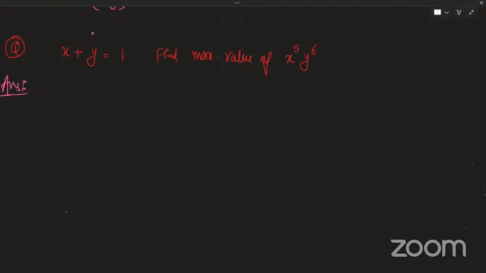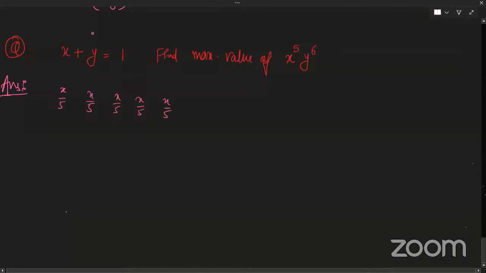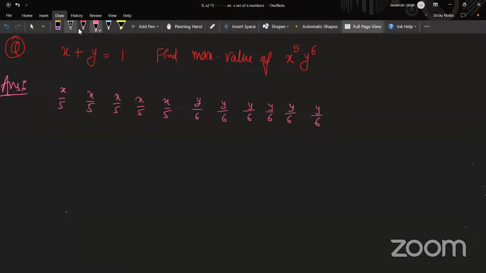So it is very easy. You have this x, split it into 5 parts. So x by 5, x by 5, x by 5, x by 5, x by 5. And you have this y, split it into 6 parts. So y by 6, y by 6, y by 6, y by 6, y by 6, y by 6. Fine, everyone. So now what will be my next step?